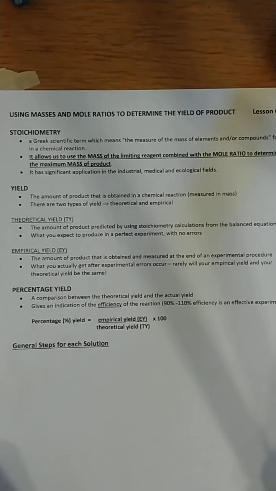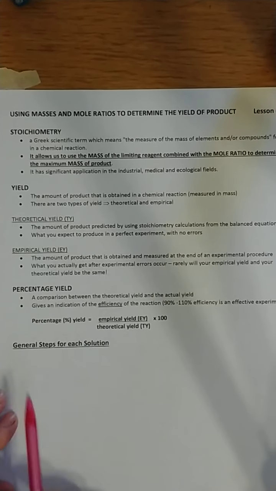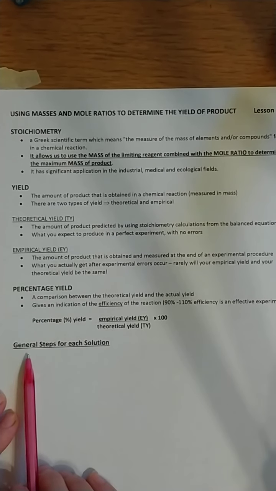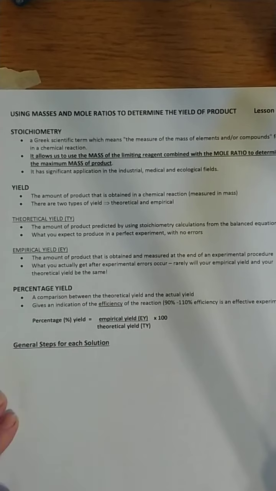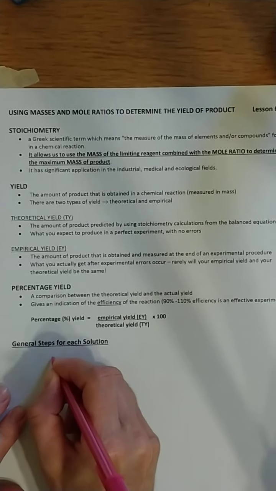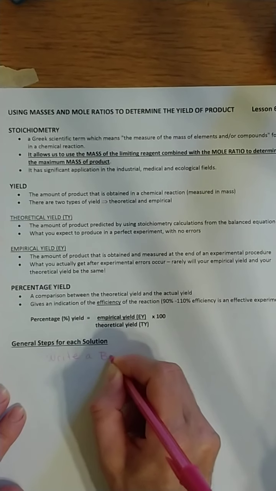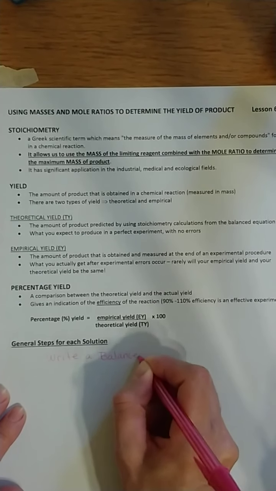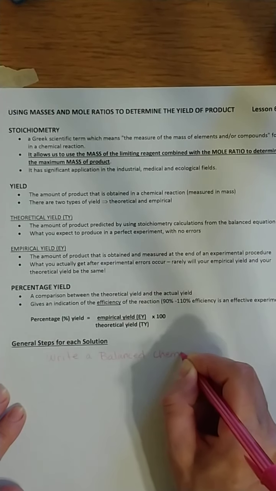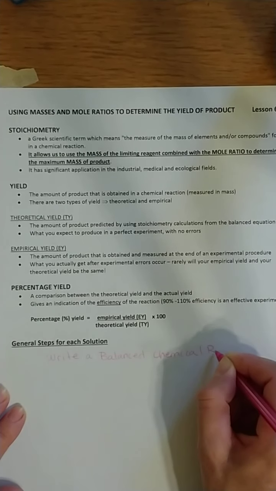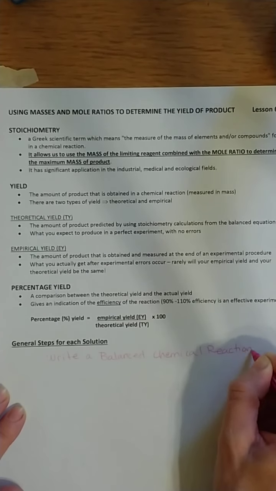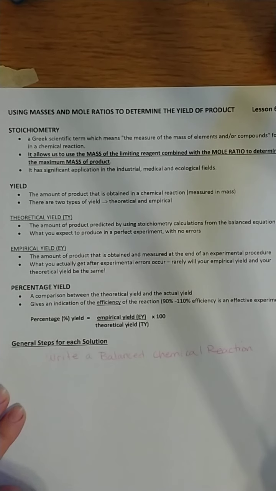So I'm going to show you how to do all of this. It's repetitive. You'll be doing the same thing over and over and over, which is nice because you'll learn how to do this quite well. So steps we're going to be carrying out to do our stoichiometry: the first thing we're going to do is we're going to write a balanced equation, so a balanced chemical reaction. That's the very first thing that you have to do, okay?